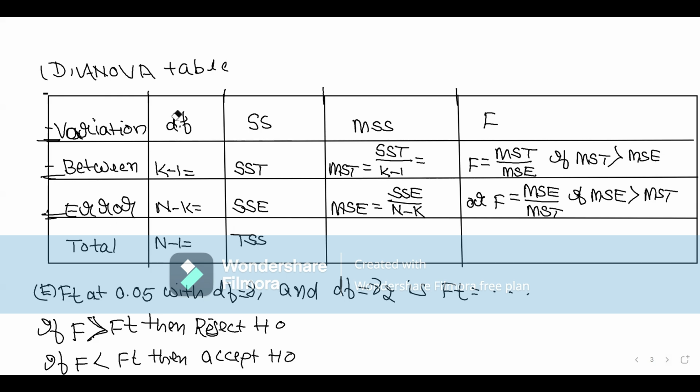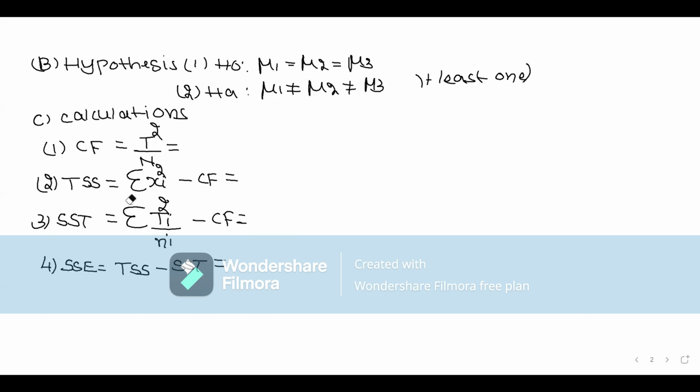Degrees of freedom: for between it is K minus 1. K means the number of groups, minus 1. The groups are 3, so 3 minus 1, 2 will be there. And for error it is N minus K. N is the total observations minus groups, so that is 12 minus 3 groups. That is the error. And the total degrees of freedom is N minus 1. Yes. Sum of squares equal to SST. Look here, the SST value.